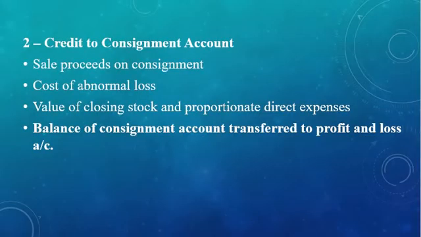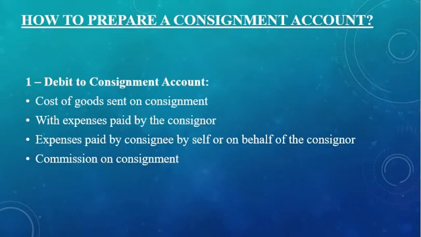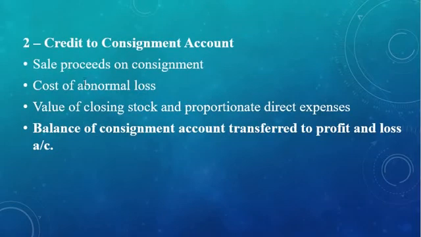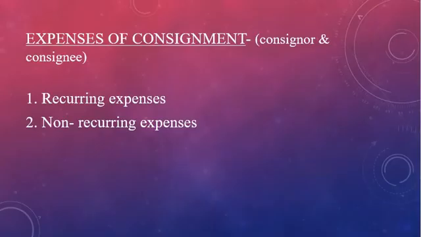Now if you see here, we have expenses made by the consigner as well as the consignee. Here also you have any losses being made. There are direct expenses being made, and here you have proportionately direct expenses. So what kind of expenses are these? What expenses do we consider in case of consignment?